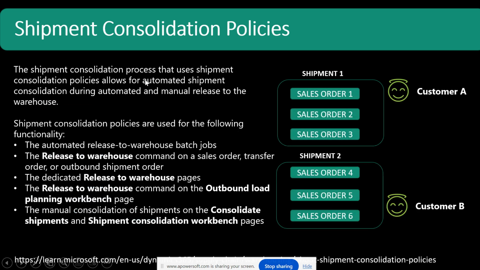So we need to ensure the shipment consolidation process, which uses shipment consolidation policies, allows for automated shipment consolidation during automated or manual release to warehouse. I recommend you pause this video and go through the definition I have written here. But that's the reason we want to consolidate the shipment.